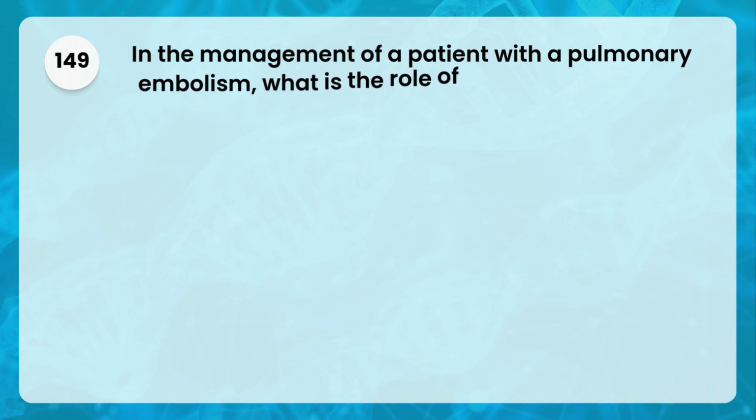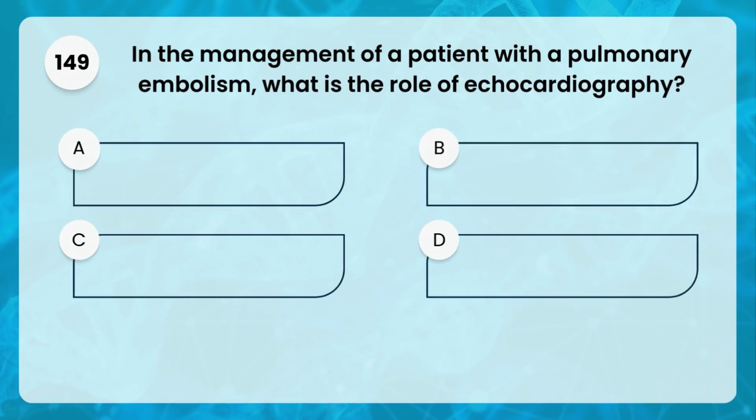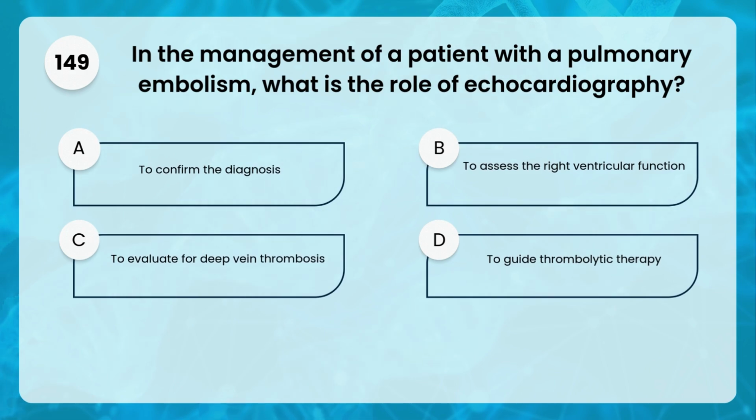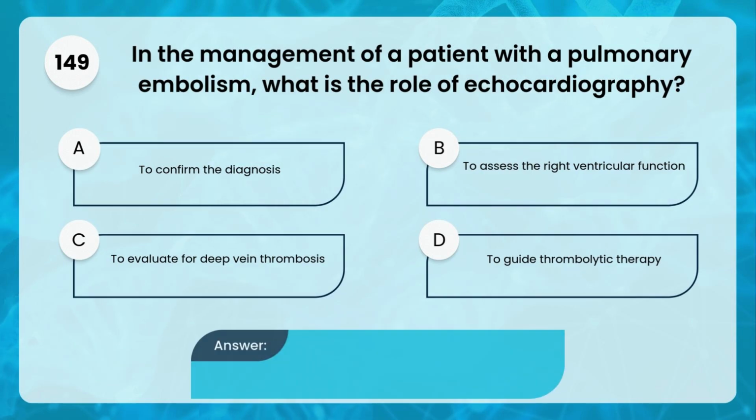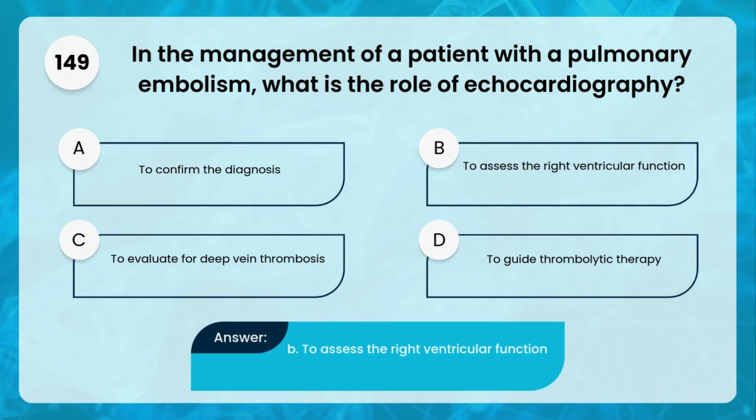149. In the management of a patient with a pulmonary embolism, what is the role of echocardiography? A. To confirm diagnosis. B. To assess the right ventricular function. C. To evaluate for deep vein thrombosis. Or D. To guide thrombolytic therapy. The answer is B. To assess the right ventricular function.